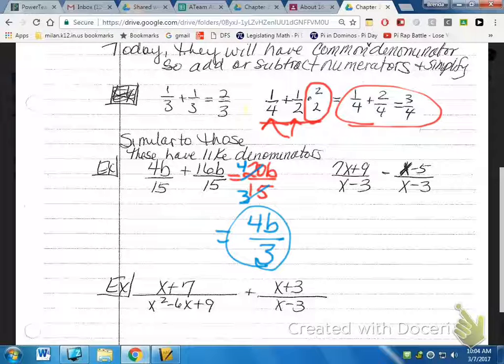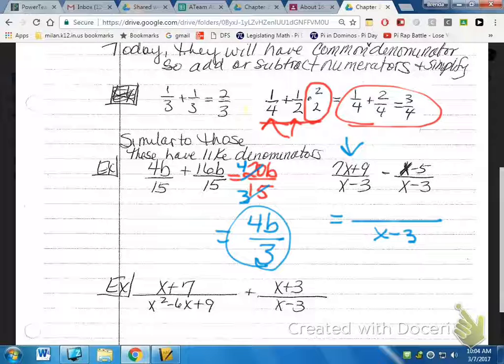Okay. Now, of course, they're going to get a little more complicated than just having a 15 on the bottom. So we're going to look at one that has actually a binomial on the bottom. So we're looking at this example, 7x plus 9 over x minus 3. This time we're subtracting x minus 5 over x minus 3. So the very first thing you should do, put your fraction bar and definitely put an x minus 3 on the bottom because that's not going to change, just like before.